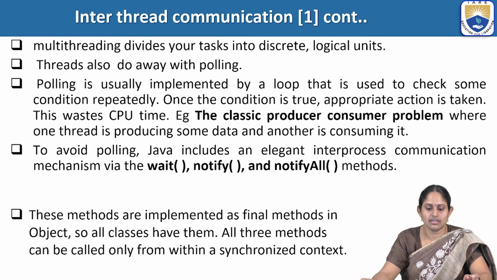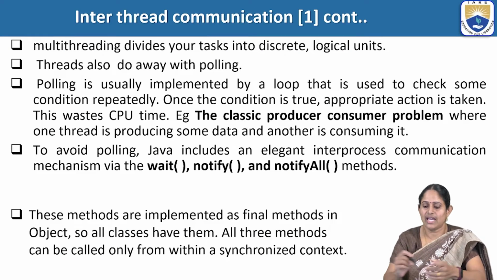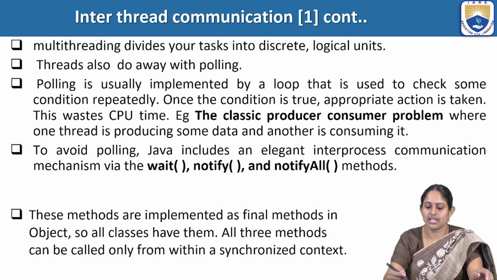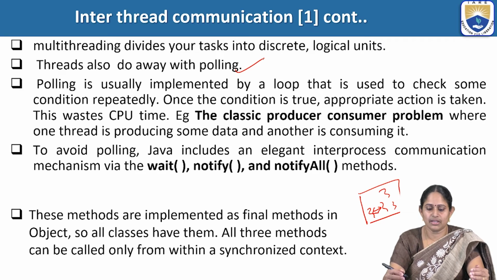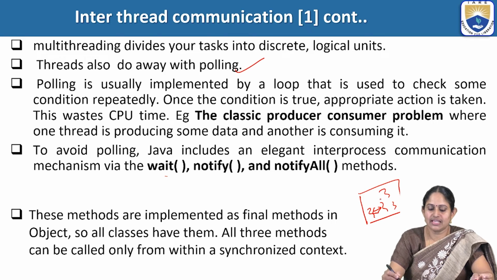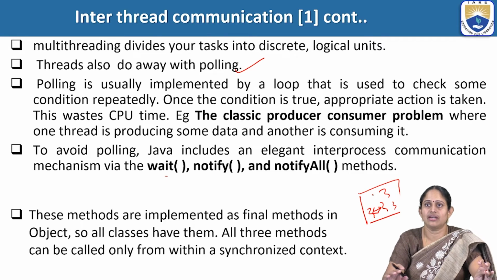Next, let's look into inter-thread communication. We have seen there are multiple threads working in a system. What can happen if we have one system in which a lot of threads are working? These threads may communicate among themselves. There are various methods used to communicate among themselves. They can make use of the polling method, or they can make use of methods such as wait. There are various ways by which the threads communicate among each other.